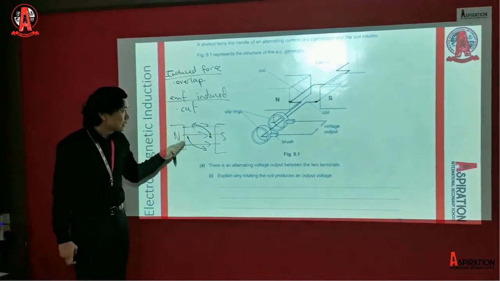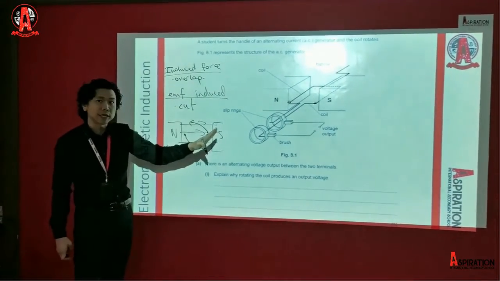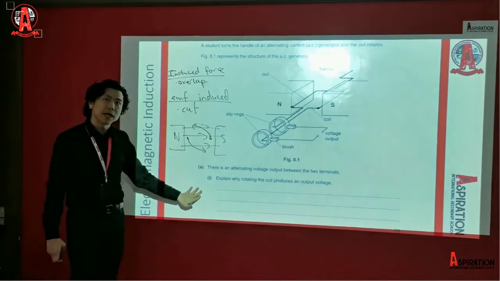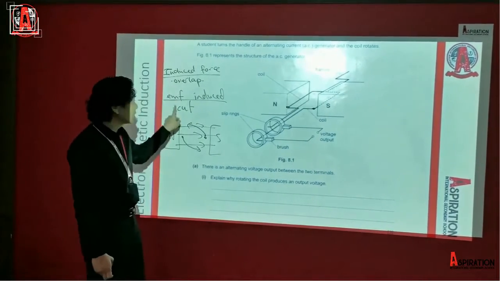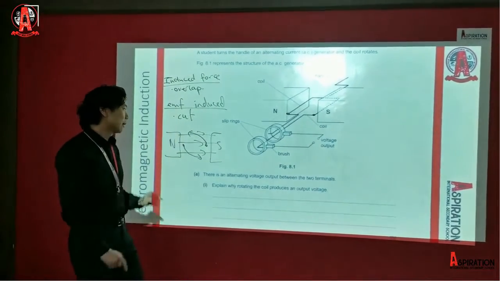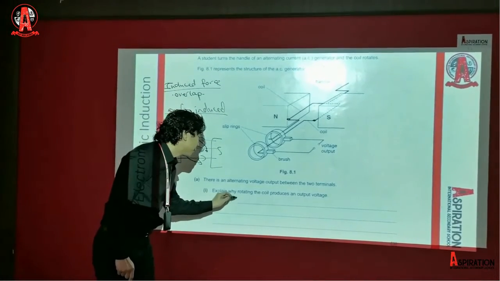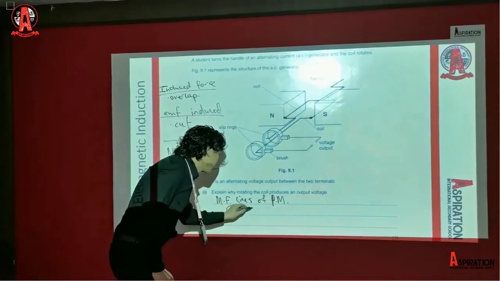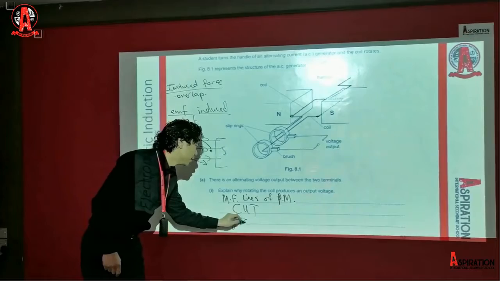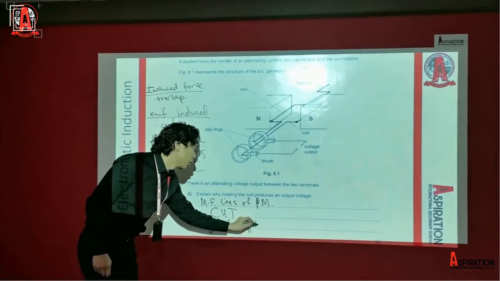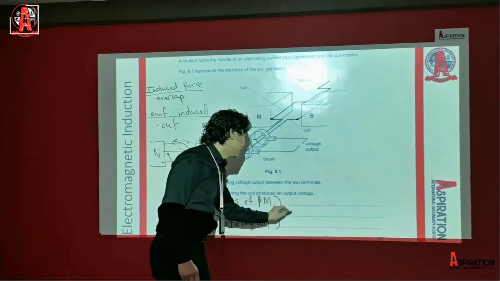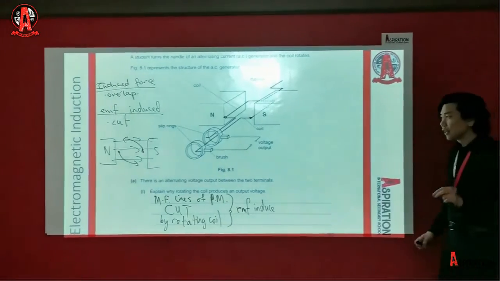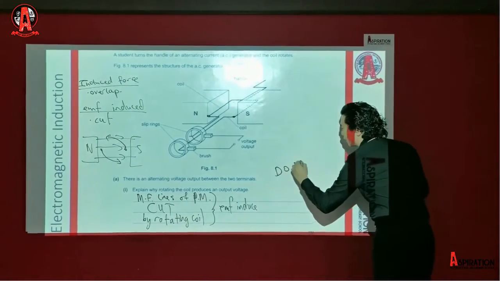Now whenever magnetic field lines are being cut by a full loop conductor, this gives rise to EMF and output voltage. So how do we answer this question? Well, remember the keyword is cut. Magnetic field lines are being cut. So we say that the magnetic field lines of the permanent magnet are being cut by the rotating coil, and this causes EMF induced.